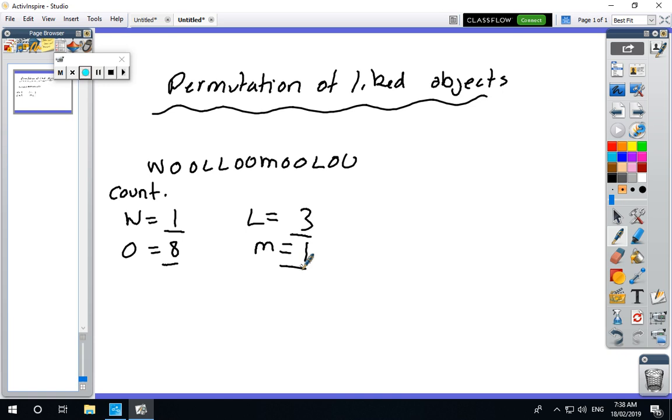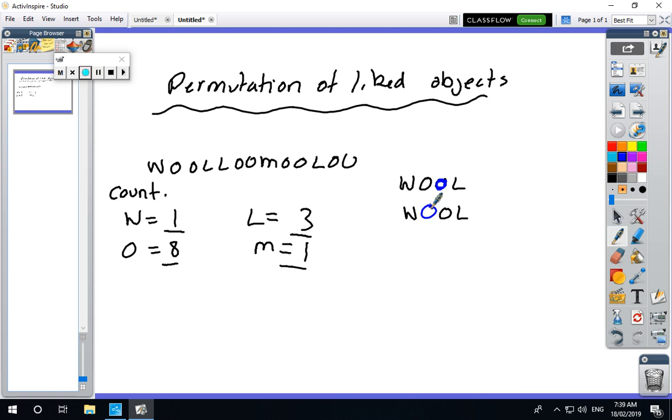For example, if we look at just the first 4 letters, W-O-O-L, if we make one of the O's blue and we switch it around, what we get then is W... That's not a new permutation. So what we have to do really is label them to work out how many permutations we have.